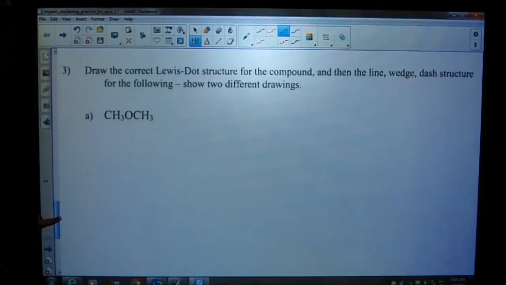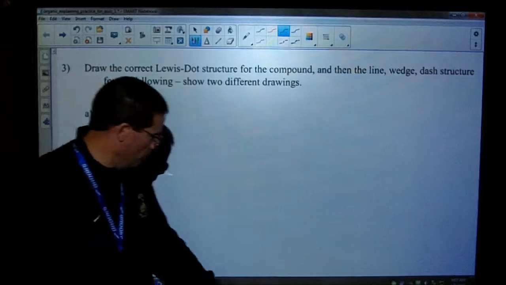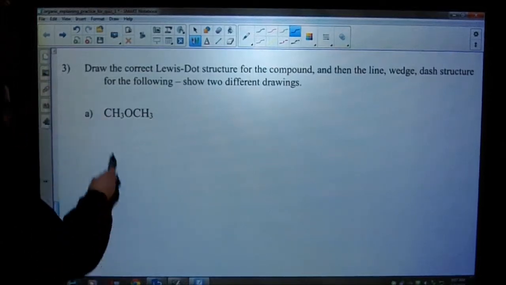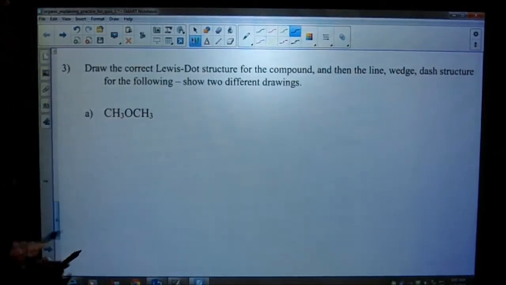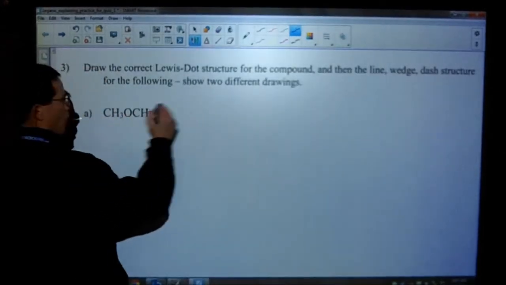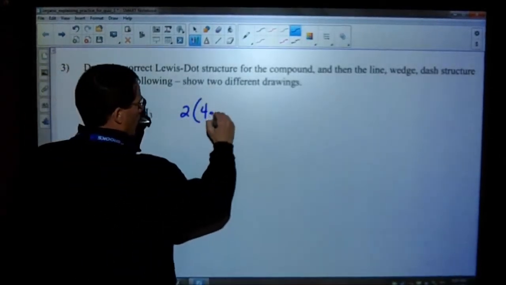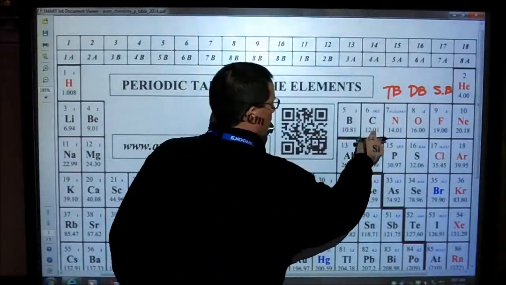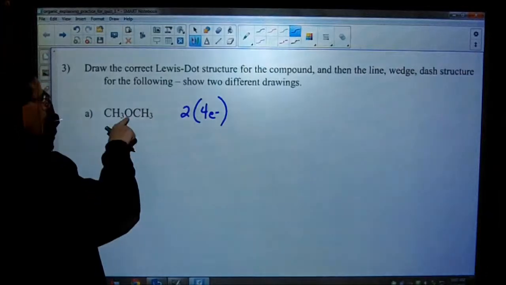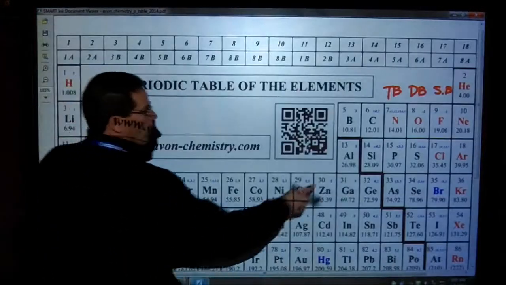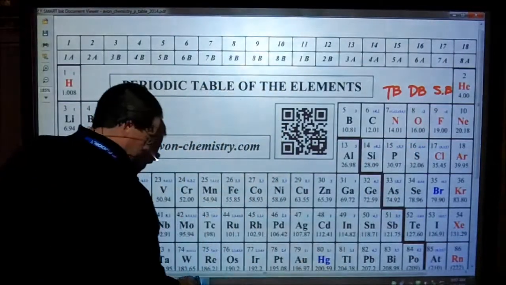All right, number 3, draw the correct Lewis structure for the compound, and then draw the line, wedge, dash structure for the following. Okay, so here we have CH3OCH3. First thing you want to do is find out how many electrons you have. So I have 2 carbons, and each carbon brings 4 electrons. Again, they're valence electrons. And then I have an oxygen, which is 6 electrons. Again, from the periodic table, there's 6.